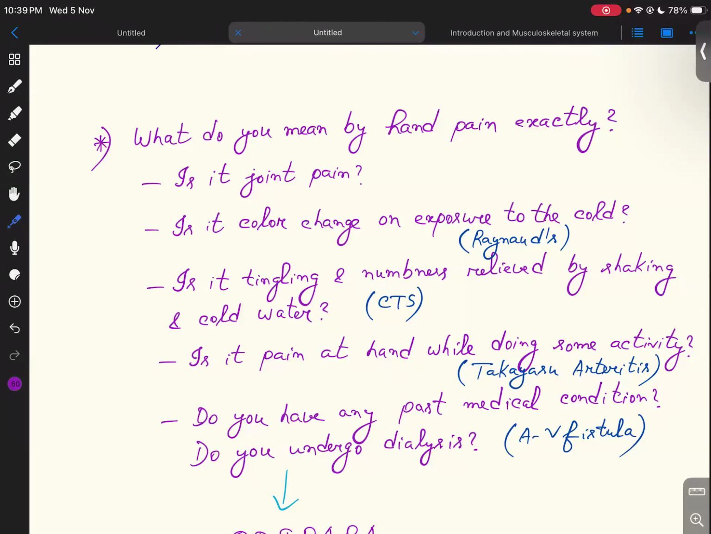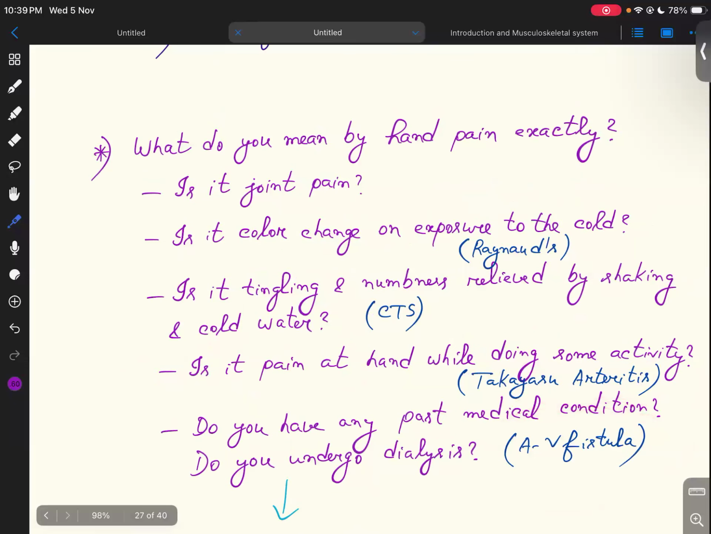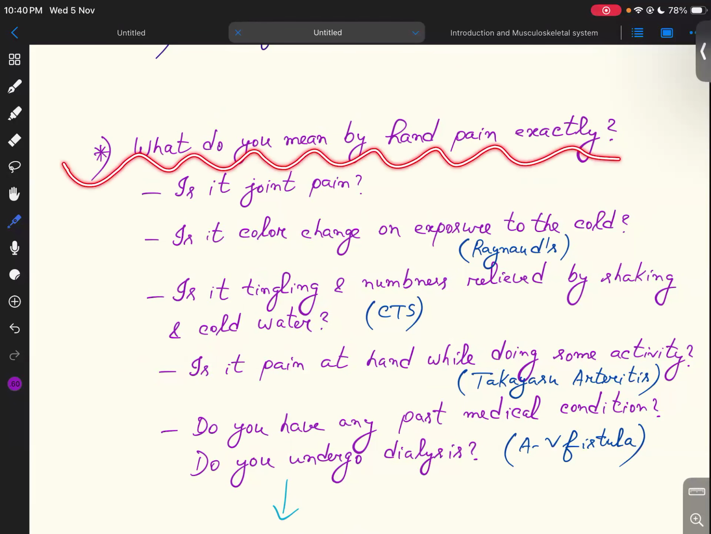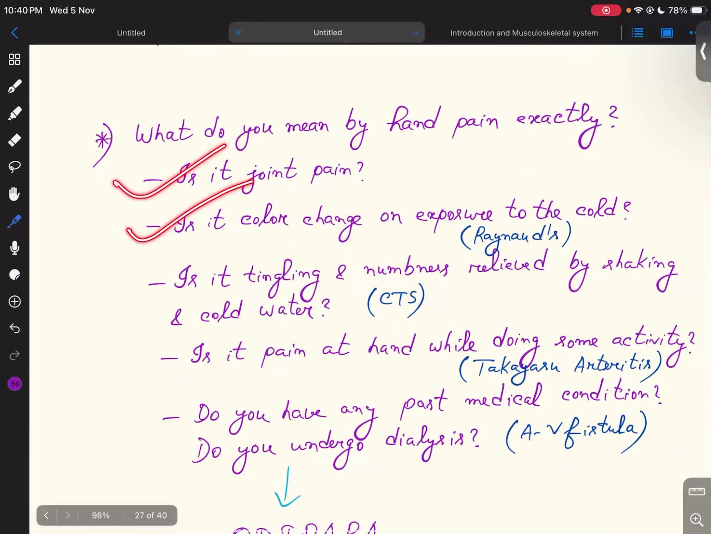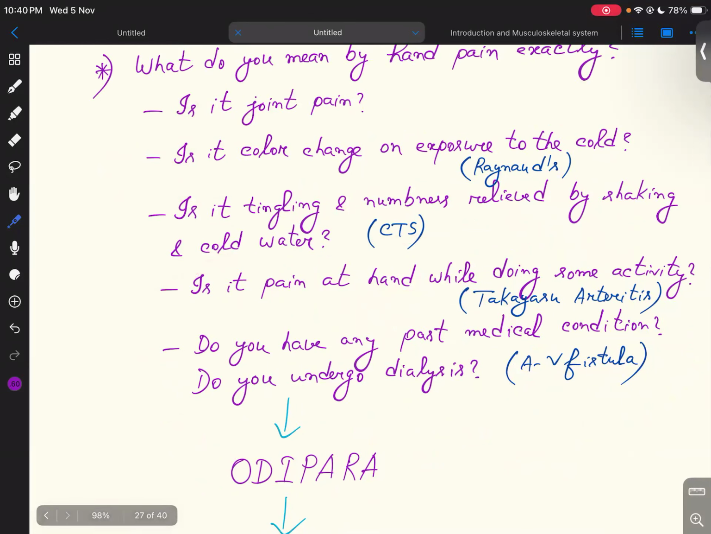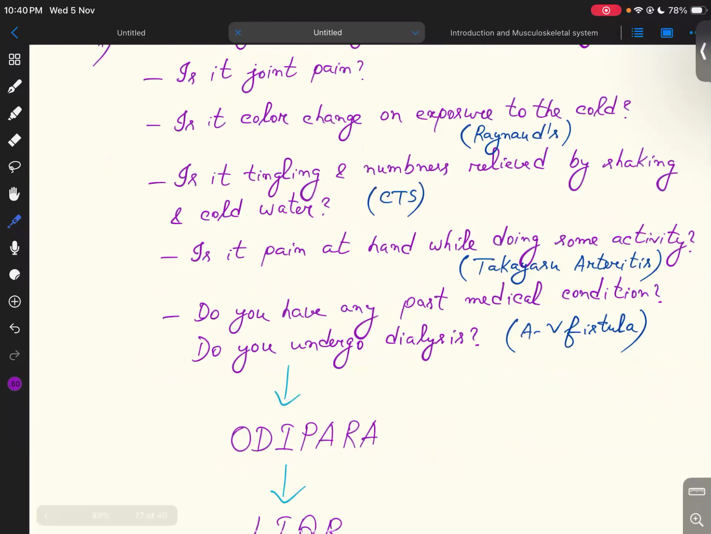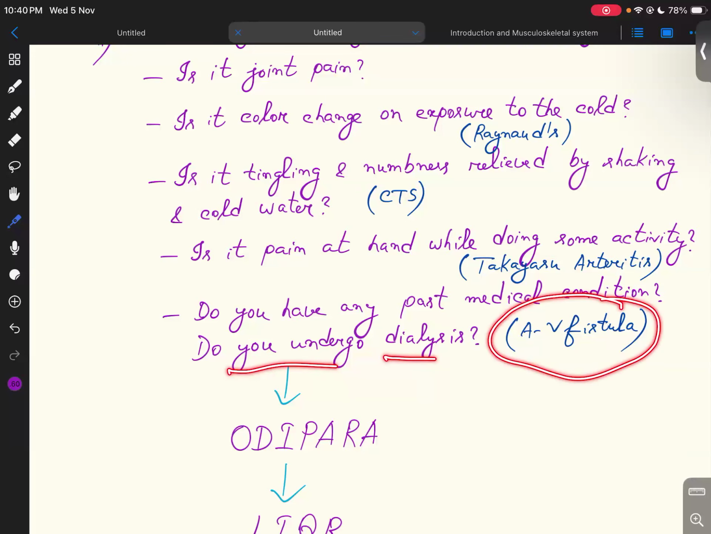We have to give some example, that is it joint pain? Is it color change? Is it tingling and numbness? Is it pain at hand while doing some activity? Or do you have any past medical condition? Do you undergo dialysis? That is AV fistula. So our first question will be, what do you mean by hand pain exactly? Is it joint pain, or is it color change, or is it tingling and numbness? That is carpal tunnel syndrome. Or is it pain at hand while doing some activity? That is Takayasu arteritis. Or do you have any past medical conditions that I should be aware of? Do you undergo dialysis? That is to rule out AV fistula.